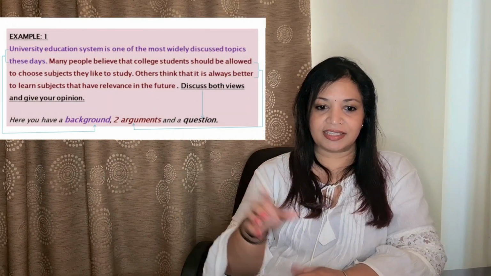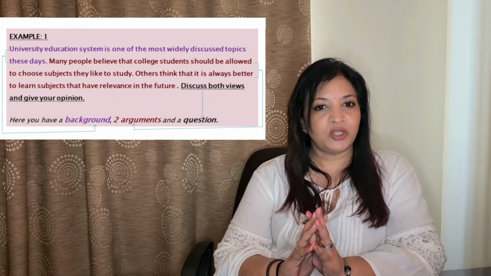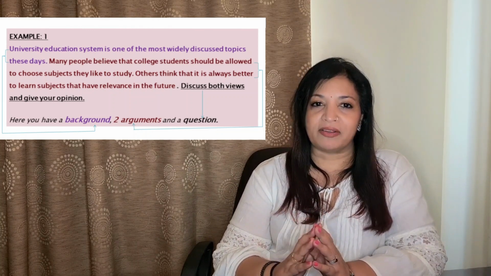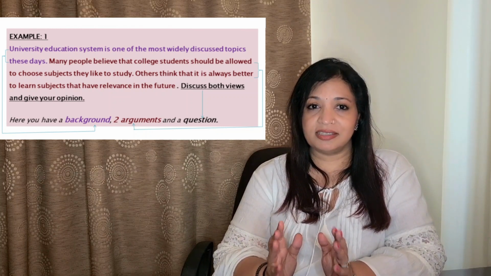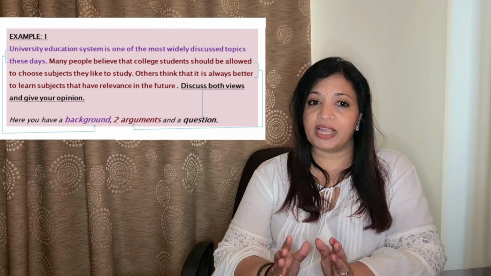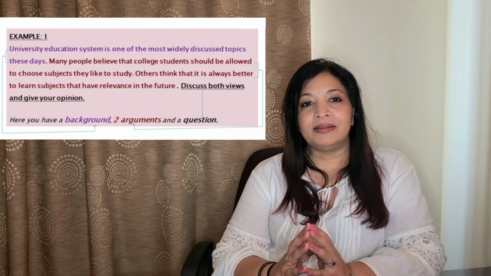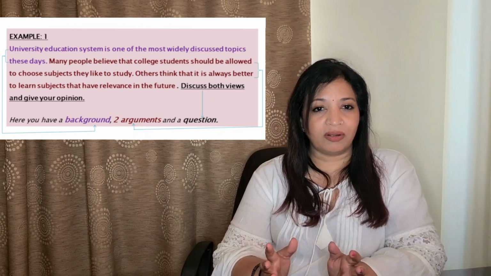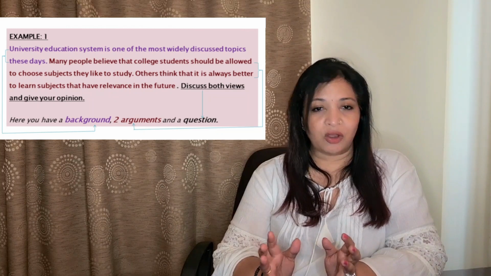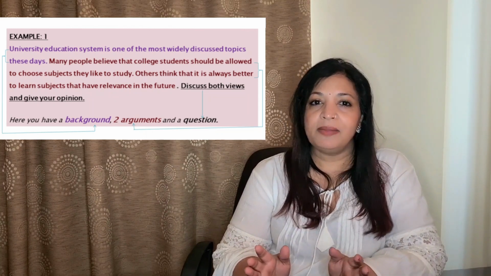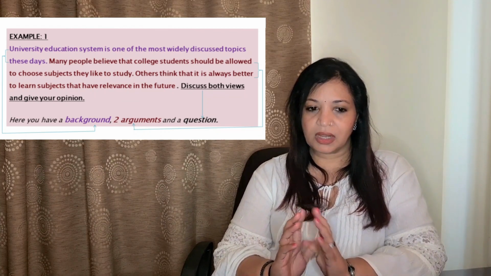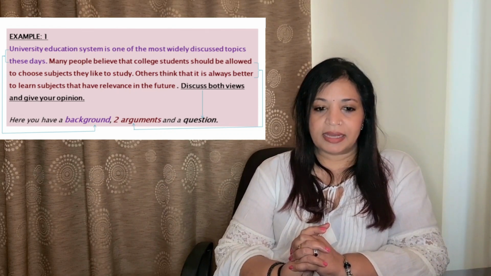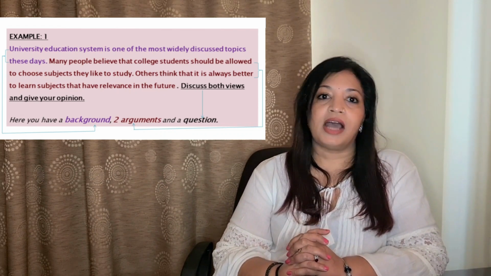So the first sentence of this question: university education system is one of the most widely discussed topics today. So what is the background? The background or the scope of the essay is the university education system. So if you write an essay about school education, your answer will be wrong. Never mention school education or primary education. It's not generally about education, but it's about the university education system.